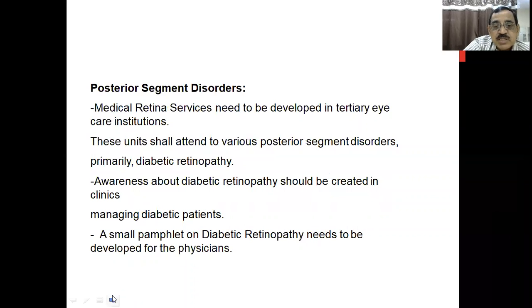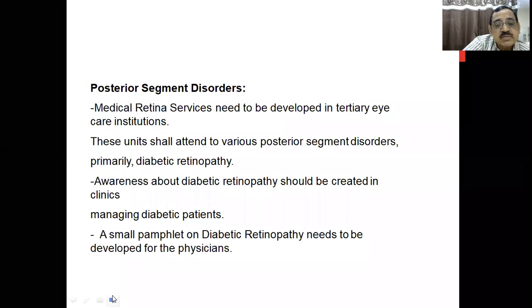So post-T segment disorders, one will have to take care of them. Actually, it's in the tertiary hospitals we do it. Medical retina services need to be developed in tertiary care centers. These units shall attend to various post-T segment disorders, primarily diabetic retinopathy, retinal detachment, which is posterior vitreous detachment, proliferative retinopathy, retinopathy of prematurity, all these things.